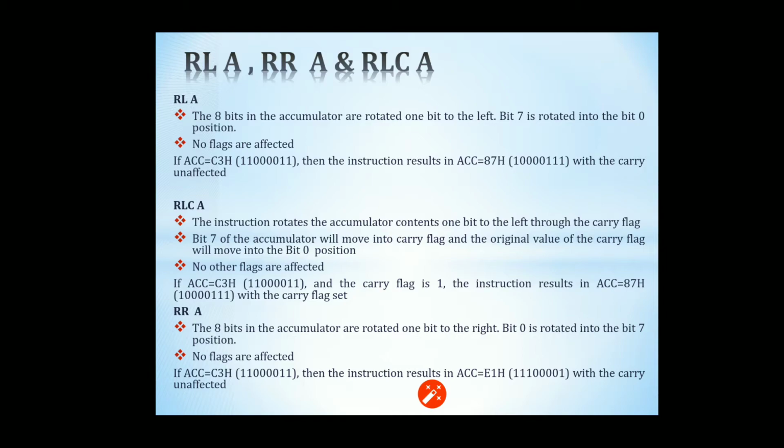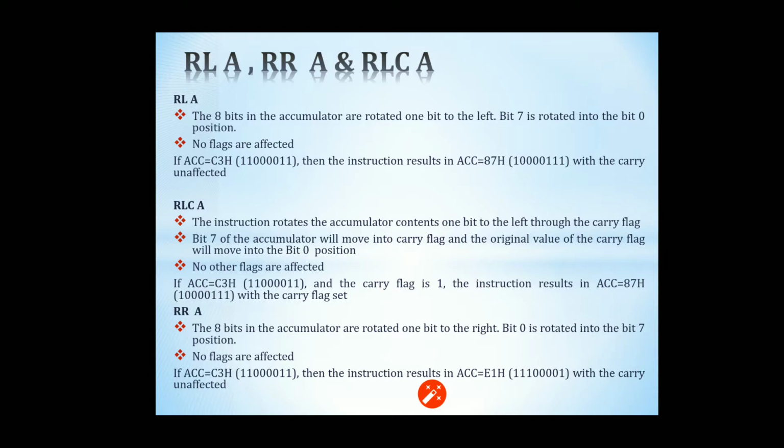Next, RLC A. This instruction rotates the accumulator contents 1 bit to the left through the carry flag. Bit 7 of the accumulator will move into the carry flag and the original value of the carry flag will move into the bit 0 position. In this instruction, no other flags will be affected except the carry flag.